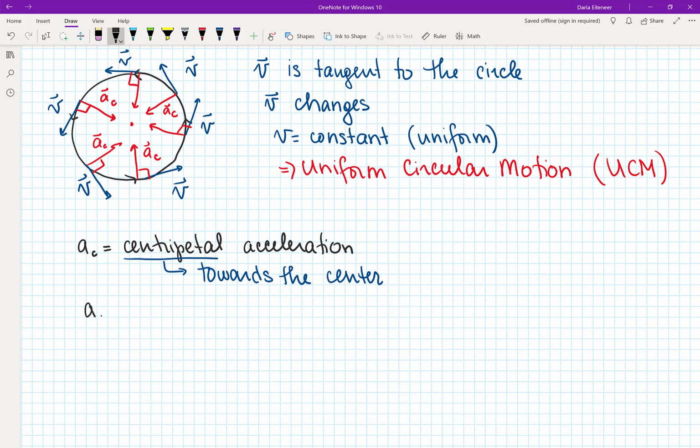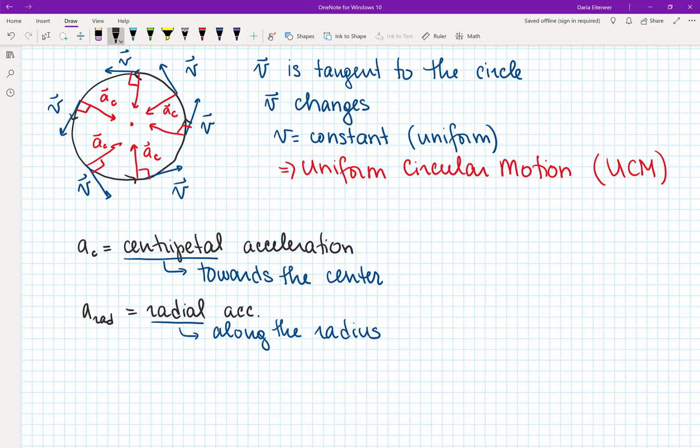Sometimes you will also see it labeled as A with a subscript rad. This means radial. Okay, radial means along the radius of the circle. So basically it represents the same thing, right? Towards the center, along the radius.